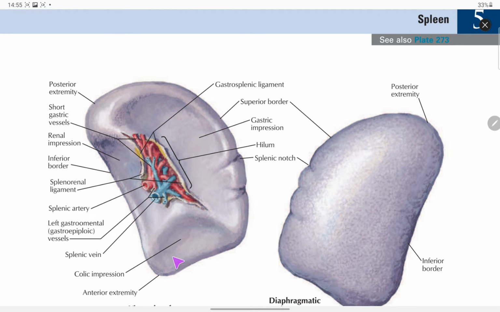It occupies a triangular area adjoining the anterior end of the spleen. Then we have the pancreatic impression, for the tail of the pancreas. It lies between the hilum, this is the hilum, and the colic impression. So it will be here. Then we have the hilum. This is the hilum that lies on the inferomedial part of the gastric impression, along the long axis of the spleen.